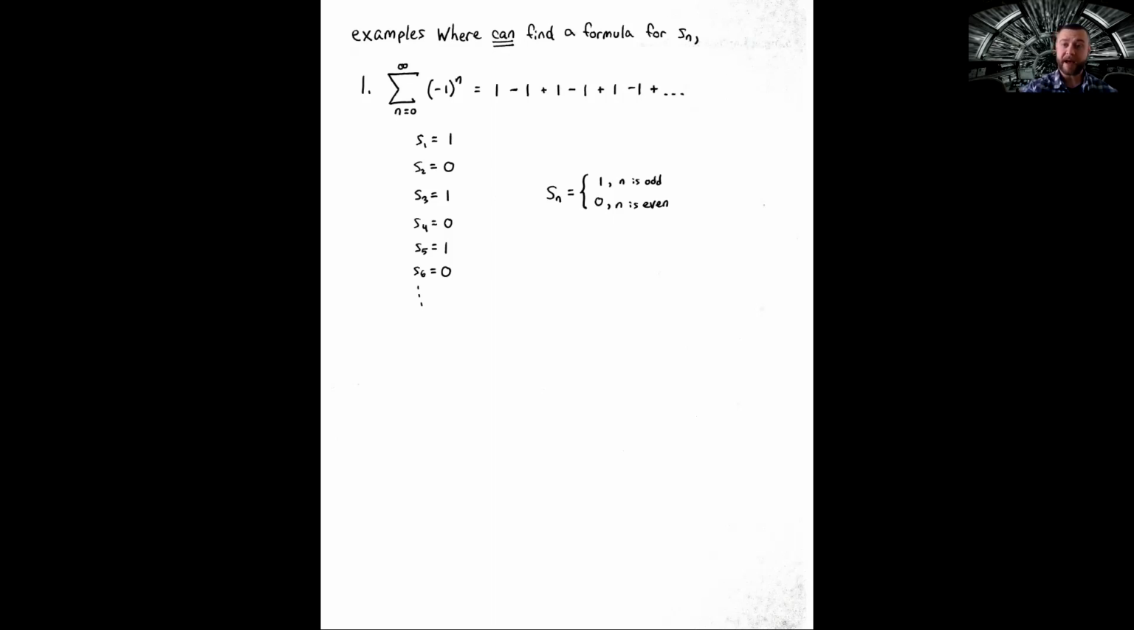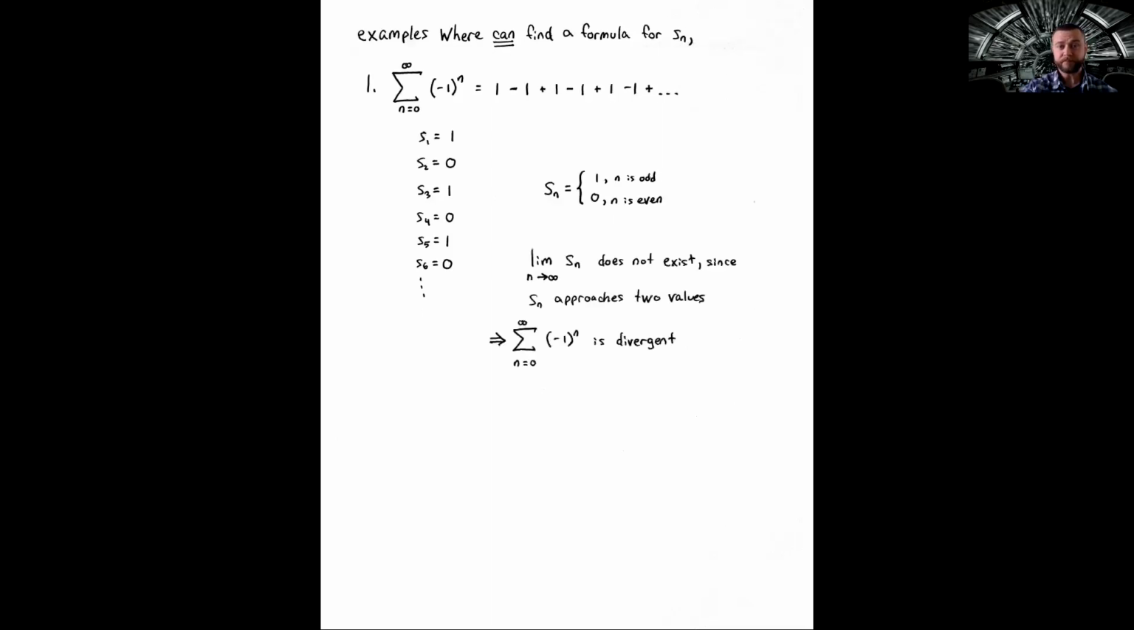All right, we can take a look at now the limit of this partial sum. And notice the limit here for S sub n does not exist, since S sub n is approaching two different values, 1 or 0. And since we have a quantity here approaching two different values, the limit does not exist. That's the limit for the sequence of partial sums. What that tells us, since the limit of partial sums does not exist, is that our infinite series here is divergent.